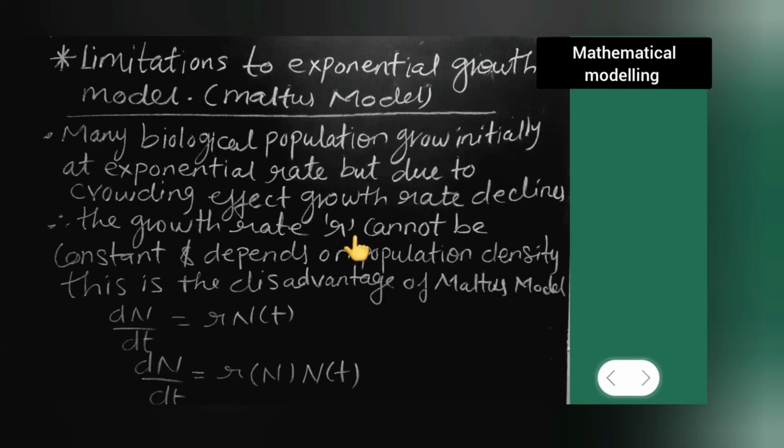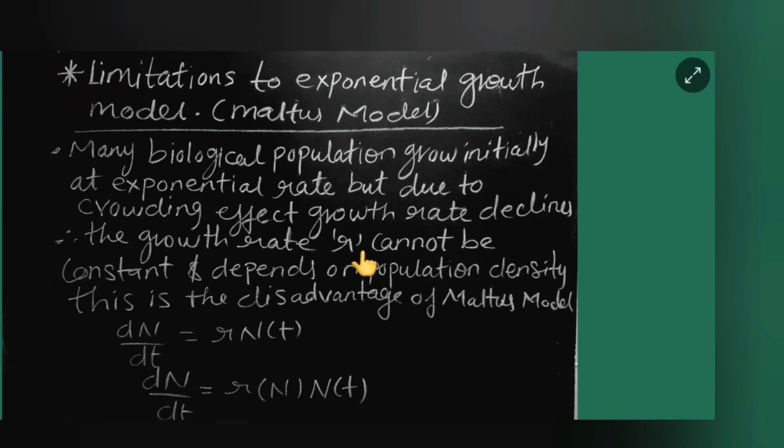Next, let us see the limitation of the exponential growth model, which is also known as the Malthus model. So many biological populations grow initially at an exponential rate, but due to crowding effect, the growth rate declines. Therefore, the growth rate r cannot be constant and depends on population density. This is the disadvantage of the Malthus model.